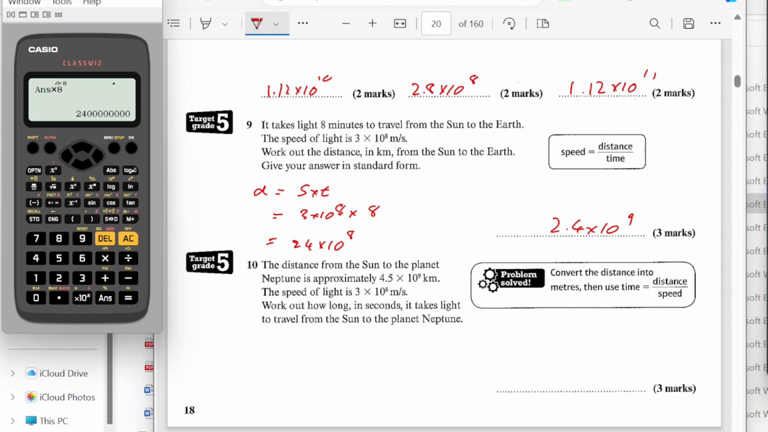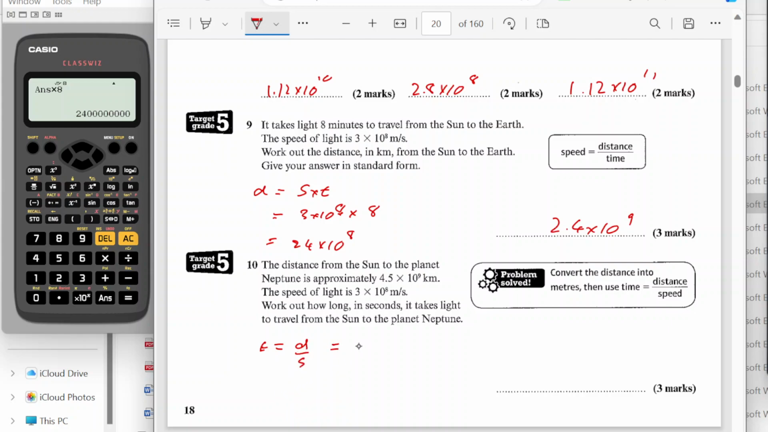Yeah. And question 10, the distance from the Sun to the planet Neptune is approximately 4.5 times 10 to the 9. The speed of light is 3 times 10 to the 8. Work out how long in seconds it takes for the light to travel from the Sun to the planet Neptune. So again, we're looking for time this time. So time is going to be equal to distance divided by speed.